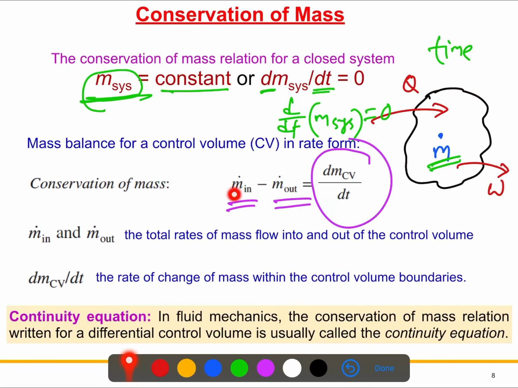So here dm/dt is the rate of change of the mass. This is the mass coming in, this is the mass going out, and this is the rate of change of the mass within the control volume. So what we said is that conservation of mass, in a general sense, is like the input equal to the output. We'll solve some problems.